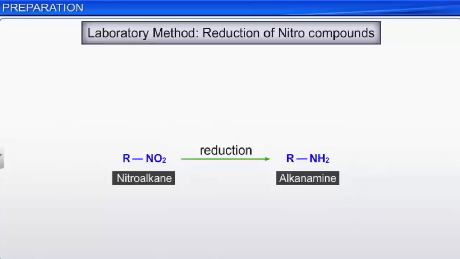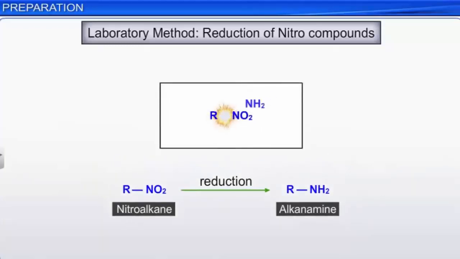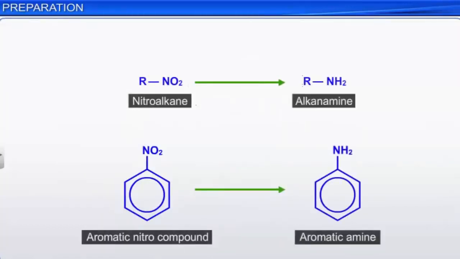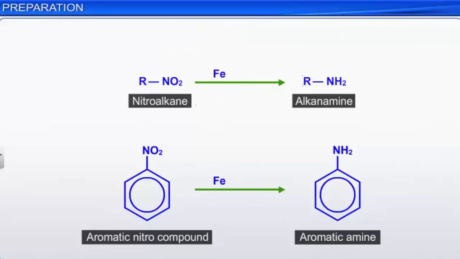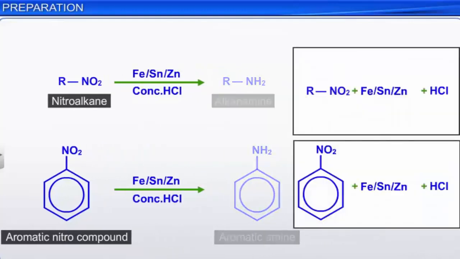The laboratory method for the preparation of amines involves the reduction of nitro compounds. The reduction of nitro compounds can be carried out either by catalytic reduction using hydrogen gas in the presence of finely divided nickel, palladium or platinum, or by using active metals such as iron, tin, and zinc in the presence of concentrated hydrochloric acid. In this reaction, the nascent hydrogen produced by the action of active metals with hydrochloric acid reduces the nitro compounds to amines.